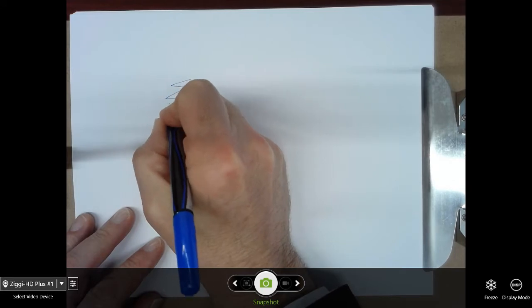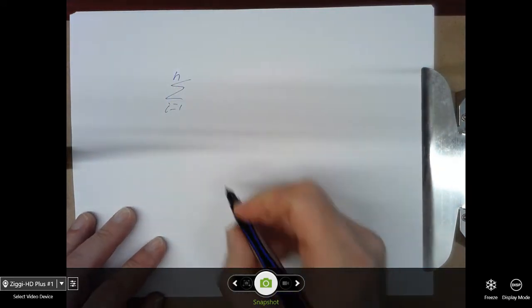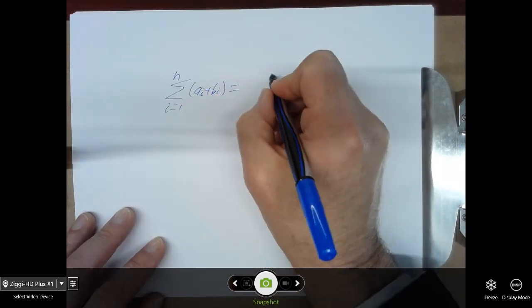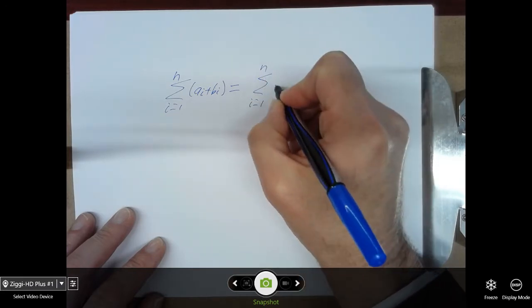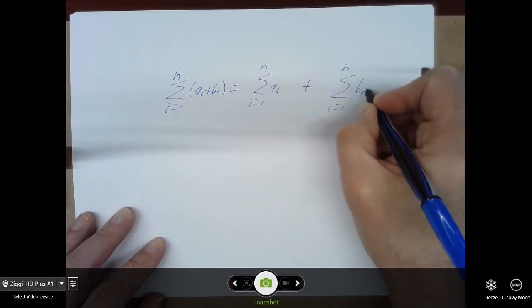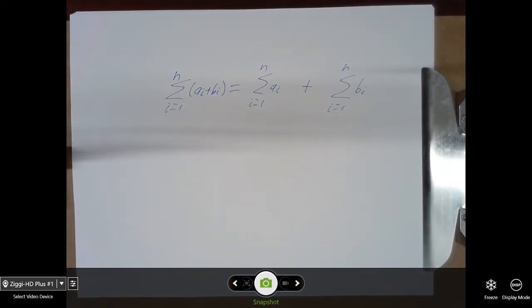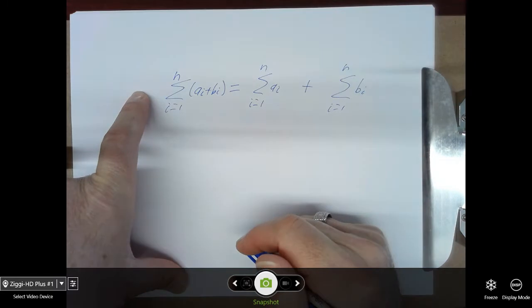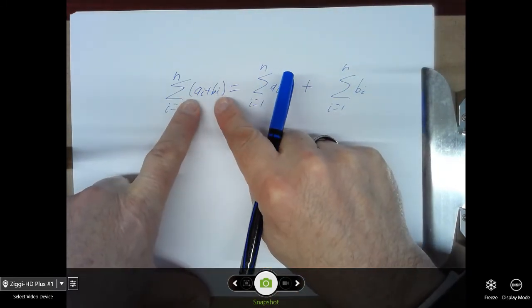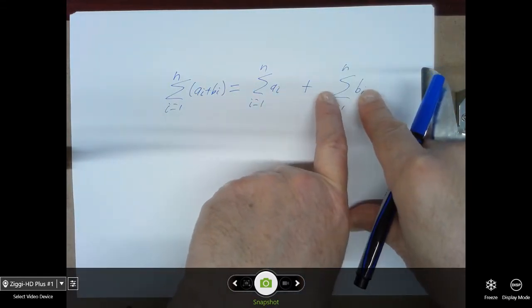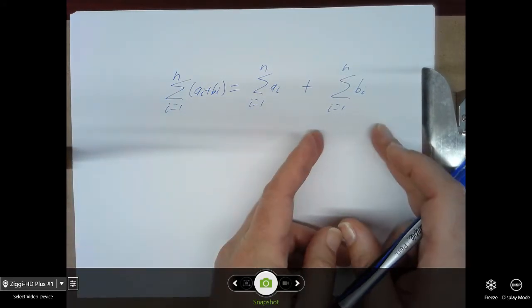So we're asked to show that the sum from i equals 1 to n of ai plus bi is equal to the sum from i equals 1 to n of ai plus the sum from i equals 1 to n of bi. What I'd like you to do is expand this out based on what a summation means. Get rid of the summation symbol, write this out explicitly, on each side. And then explain why what you've got on this side is the same as this side.